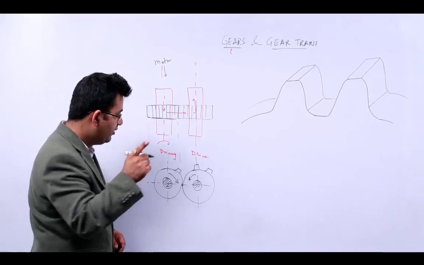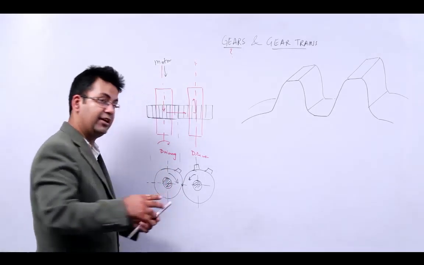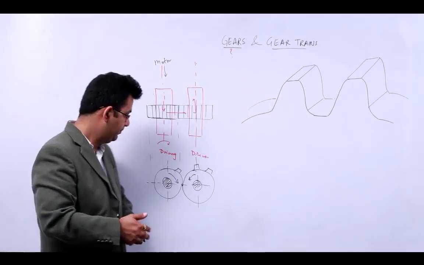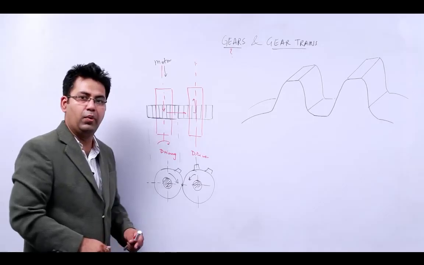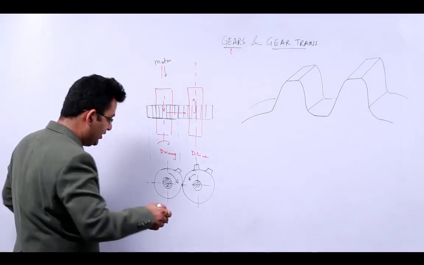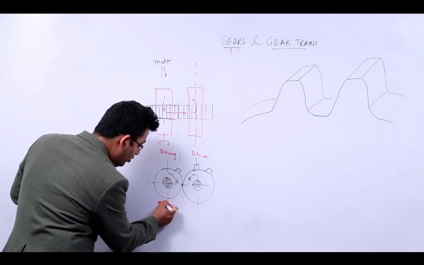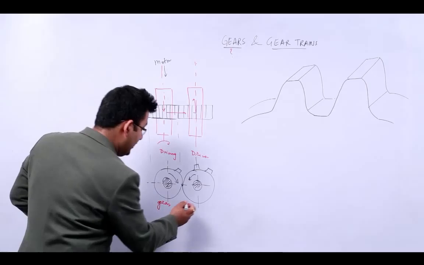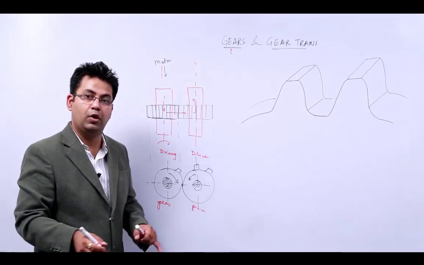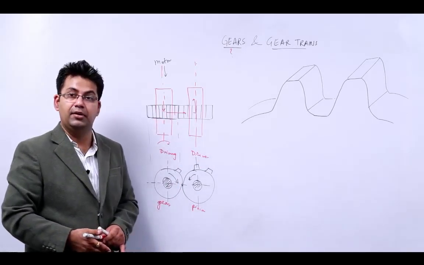So this is one major rule you have to remember: when two gears are in direct mesh, they will rotate in opposite directions. So if one goes clockwise, the other will go anti-clockwise. Now this is the driving gear. The driving gear is commonly known as the gear, and the driven gear is known as the pinion or the follower or the driven gear. So this is the basic layout of a gear system.